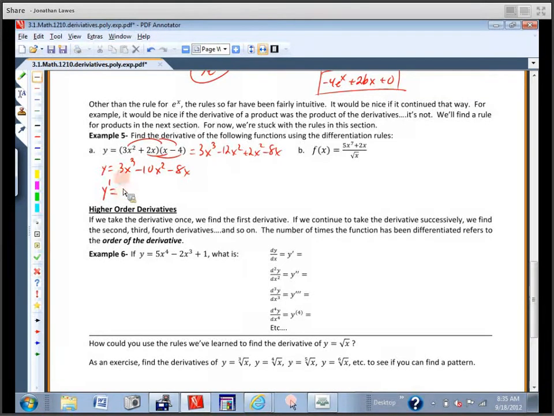So the function that I've got here, if I were to rewrite this in a form that I could, oh, is that a 2x squared? Thanks. 3x cubed minus 10x squared minus 8x. That's the function. So what's y prime?